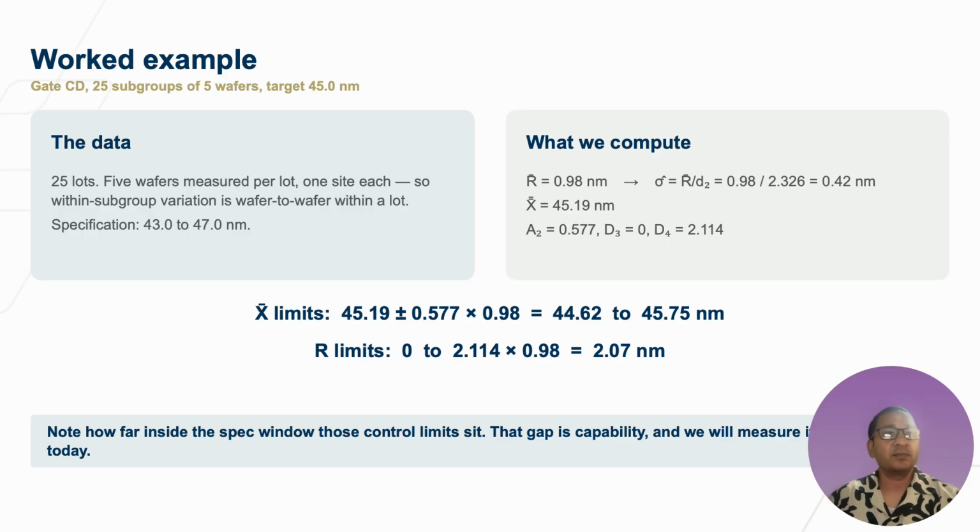X bar limits: 45.19 plus or minus 0.577 times 0.98. That gives 44.62 to 45.75. R limits: 0 to 2.115 times 0.98, which is 2.07. Look at how far inside the spec window these control limits are. The process lives between 44.6 and 45.8, and the spec allows 43 to 47. That gap is capability, and we will measure it properly at the end of today.